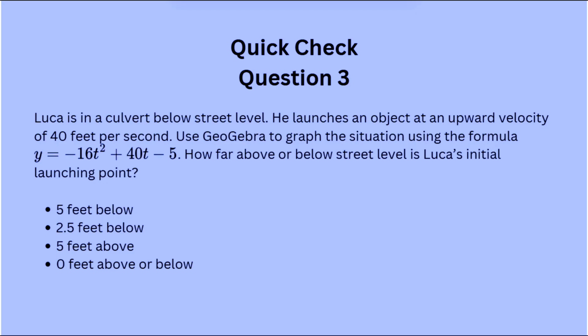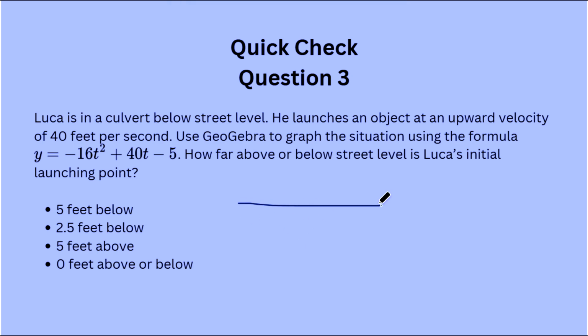Okay? Quick check question number 3. Luca is in a culvert below street level. Don't do that. You're going to get drowned or murdered or something. He launches an object at an upward velocity of 40 feet per second. Use GeoGebra to graph the situation using the formula y equals negative 16t squared plus 40t minus 5. How far above or below street level is Luca's initial launching point?